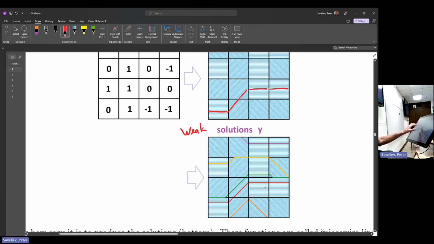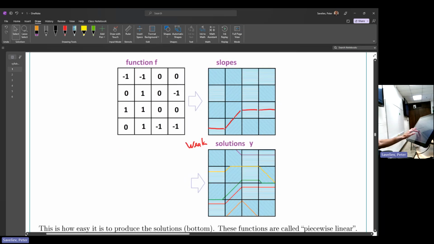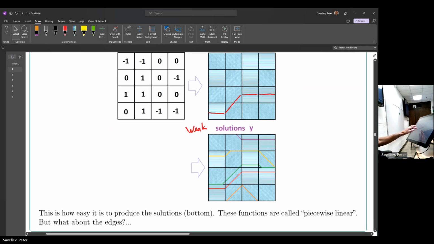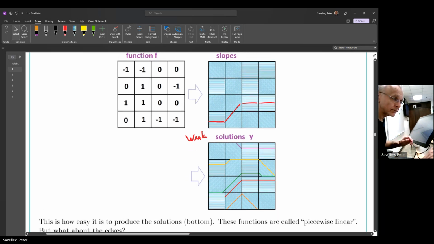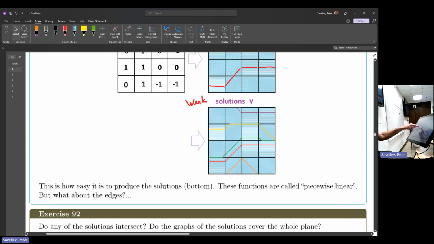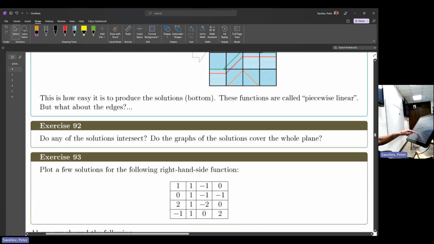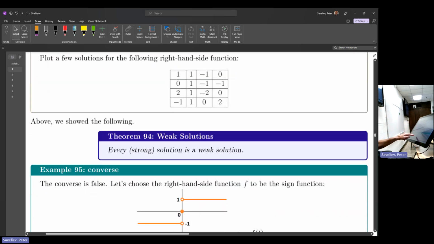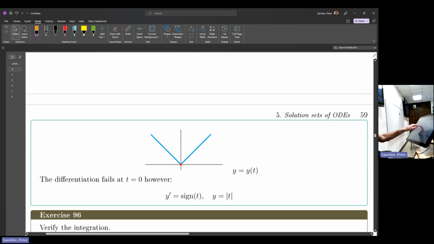Once again, there's no differentiability. The corners indicate non-differentiability. They're called piecewise linear. Every strong solution is a weak solution. That's all good, so let me skip that.